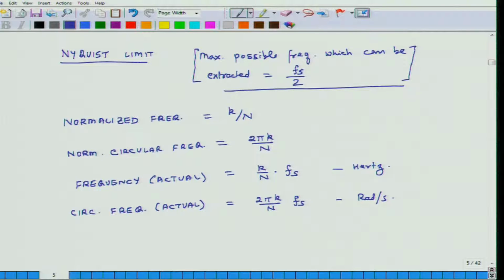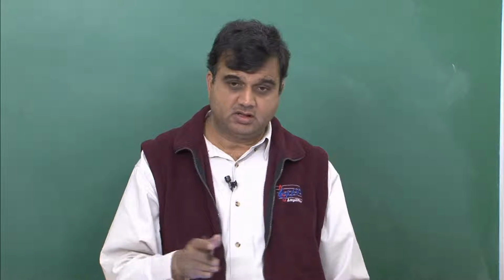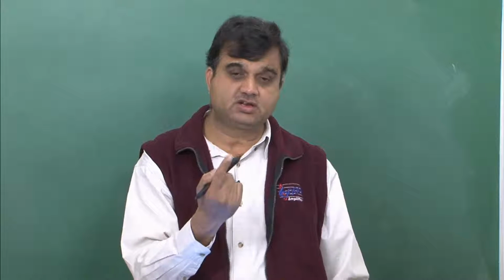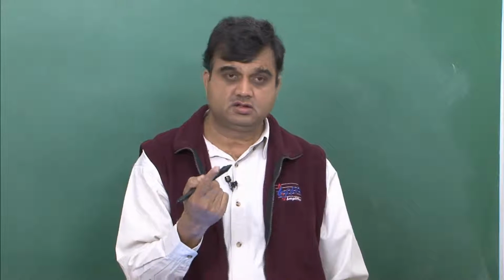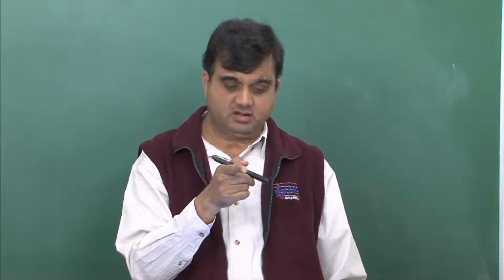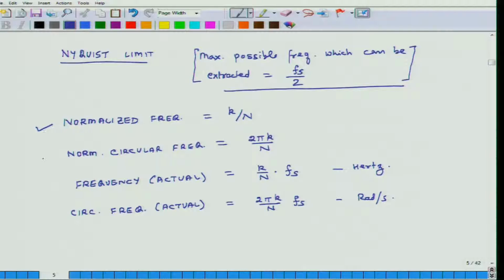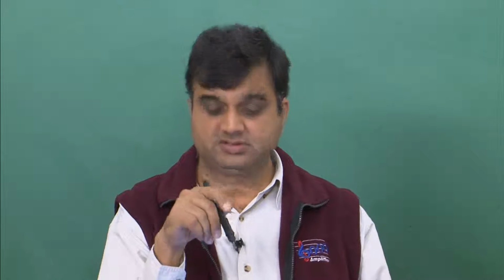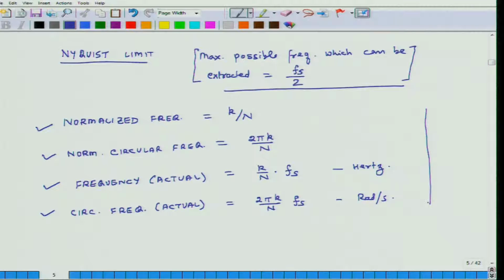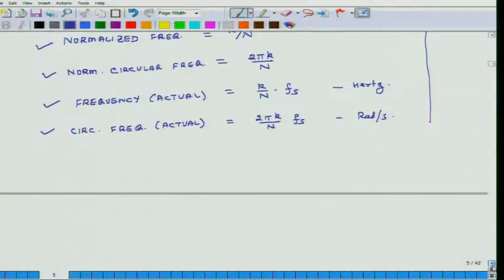So, you have different values of xk, and for each value of xk there is an index which is k. The moment you know that k, you can calculate the normalized frequency, normalized circular frequency, frequency and circular frequency. You know the amplitude of that frequency, and you also know the value of that frequency using this relationship. Okay. Now, let us look at this further.